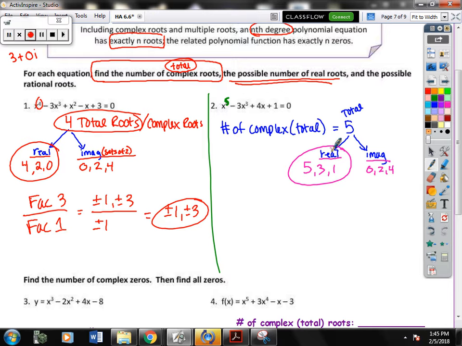Some students just like to memorize if it's an even number, the number of reals are evens. If it's odd, the number of reals are odd. But this is why it occurs, and it's because the imaginaries always come in sets of 2.